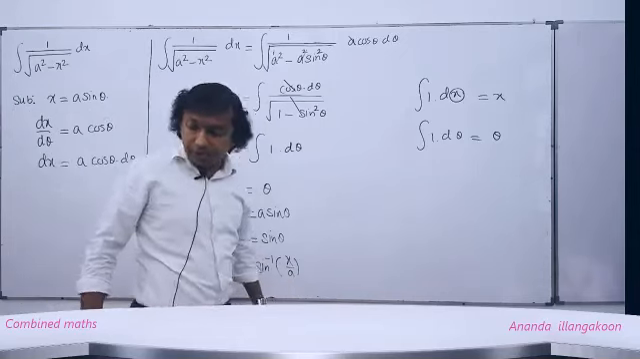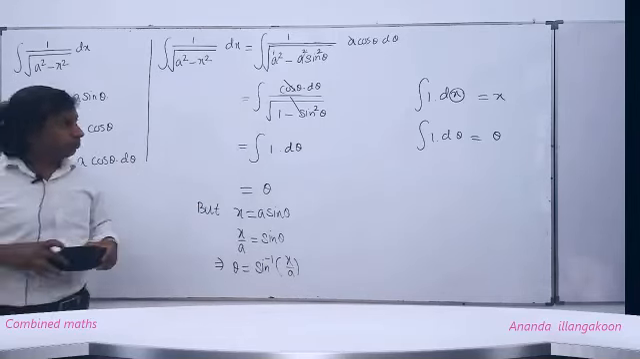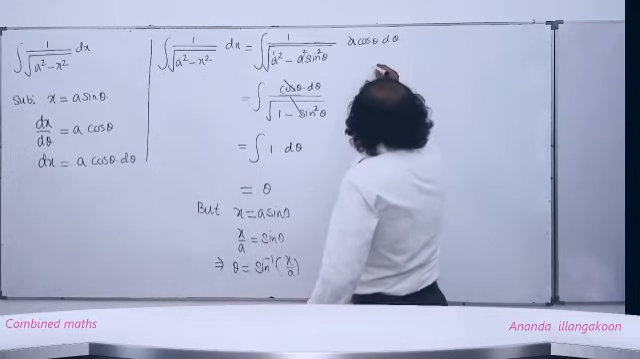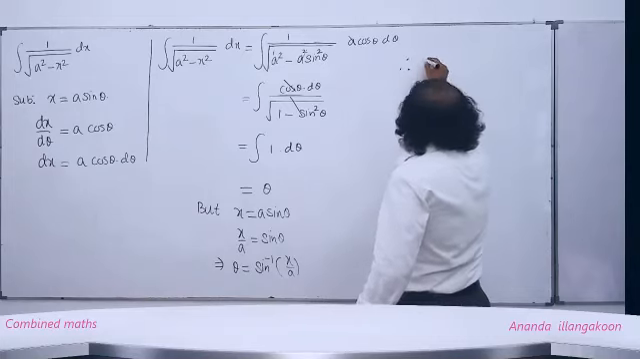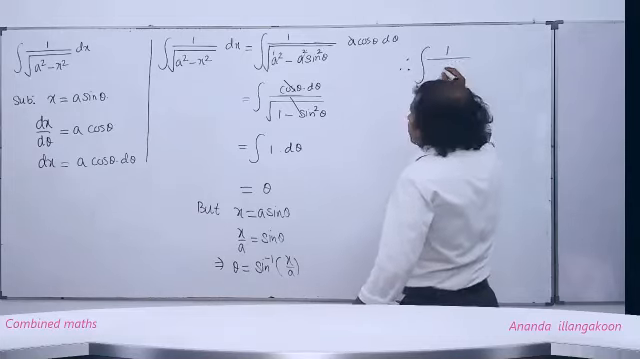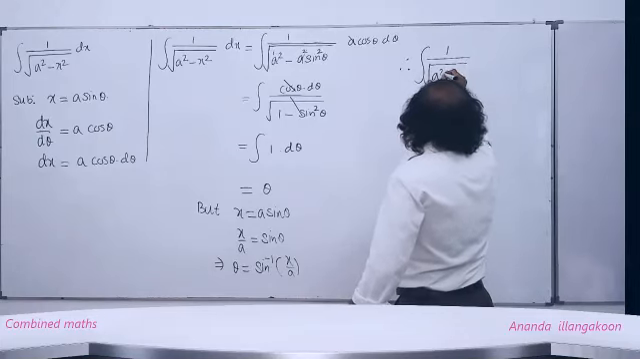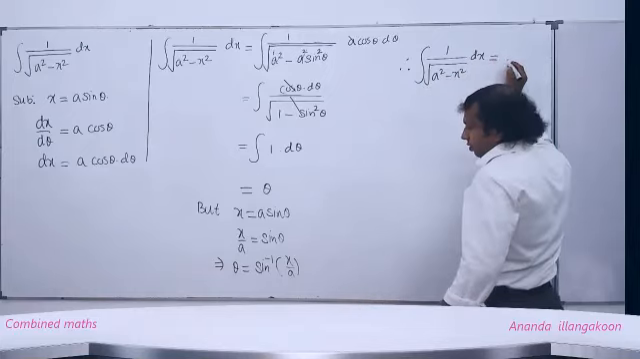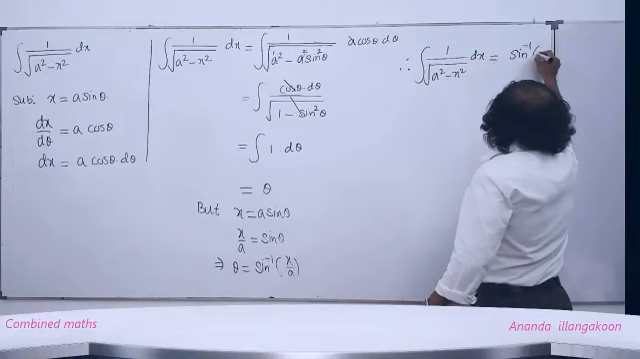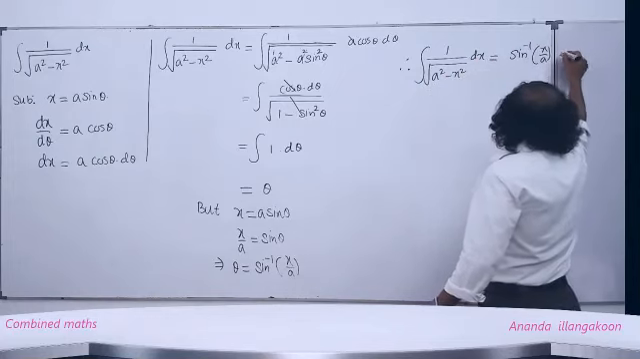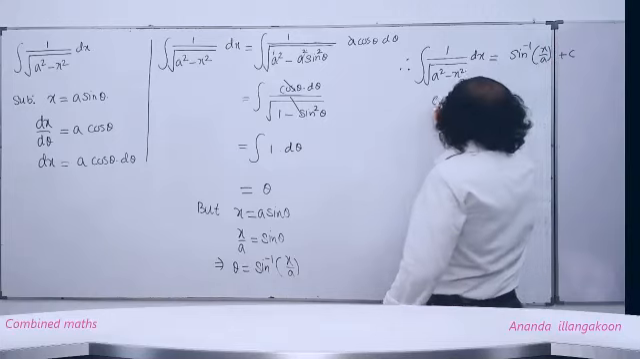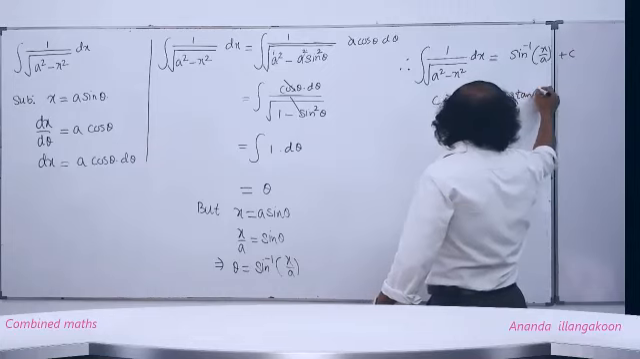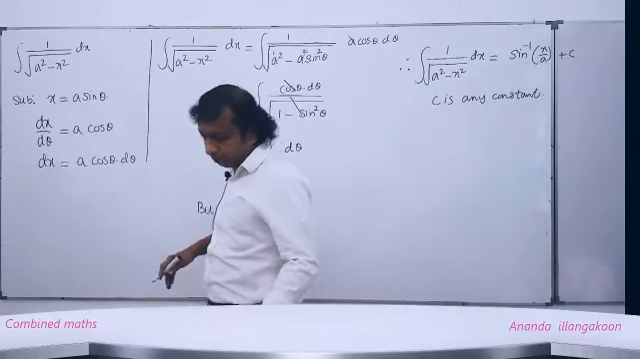Then the answer of this is sine inverse x upon a. We know that already, people, but using the substitution, this is how we take that. Therefore, we can write integral of 1 upon square root of a squared minus x squared dx is sine inverse x upon a plus c. C is any constant. That's how we take that answer, right?